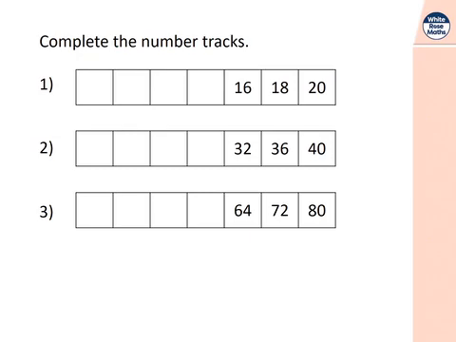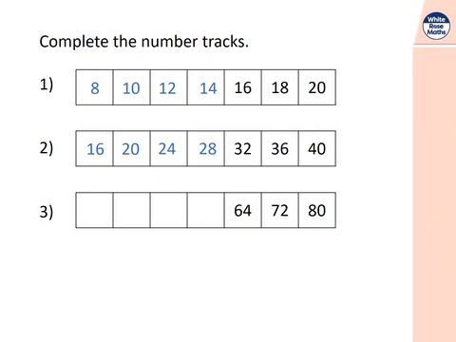In question 1, the number track is counting up in twos from left to right. So to find the missing numbers, we need to count backwards in twos. 14, 12, 10, 8. In question 2, the numbers are ascending from left to right and they're going up in fours, so we need to count back in fours. 28, 24, 20, 16.